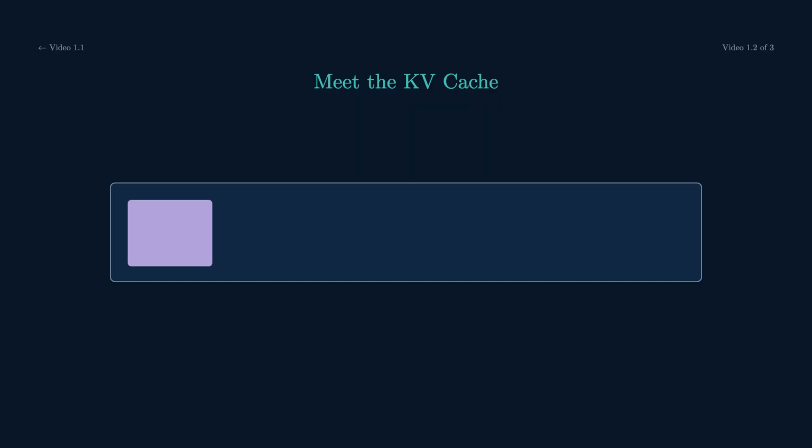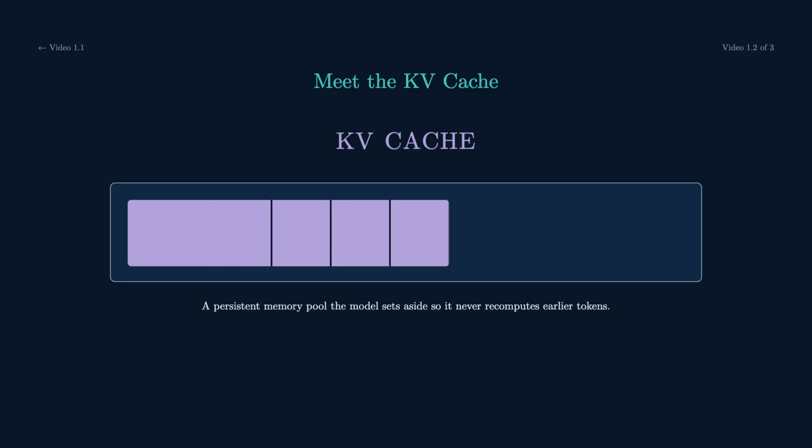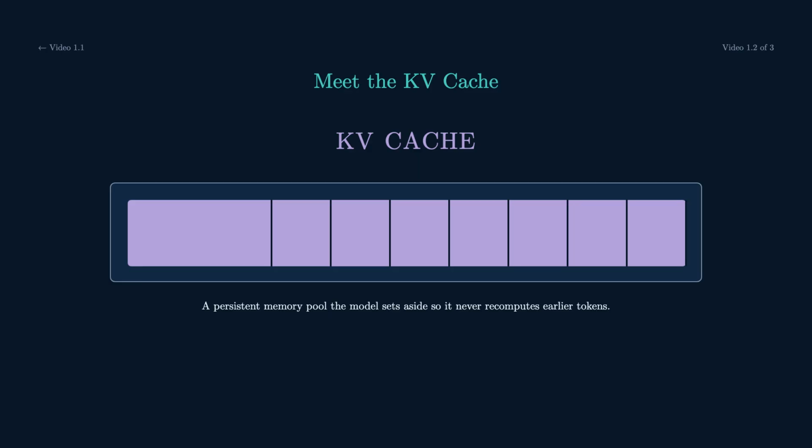That growing block has a name. The KV cache. It's memory the model sets aside to remember every earlier token in a conversation, so it never has to work them out twice. It grows one token at a time, and it's the entire subject of this video. So why does it need to exist at all?